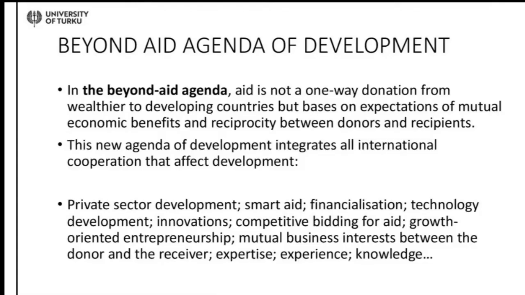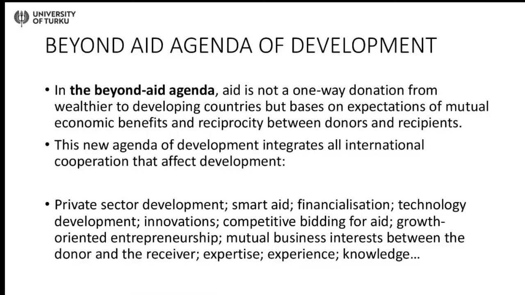Then we can talk a bit about this novel beyond aid agenda. And as I mentioned, it is not a one-way donation from wealthier to developing countries, but it is based on the idea that both partners receive economic benefits. Donors and recipients have reciprocal interest in this development. And it's international. All aspects that affect development, the private sector is involved there. We can call it smart aid.